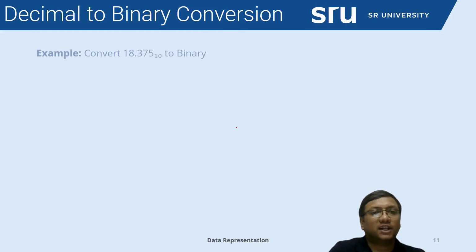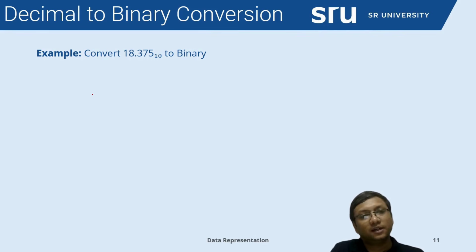Now let us try one combination, because we have learned how to convert a decimal integer into binary, and also we have learned how to convert a decimal fraction into binary. Okay, so whenever such problems are given, for example 18.375, we will do this separately. So first we will make it for the integer part. So we know what to do.